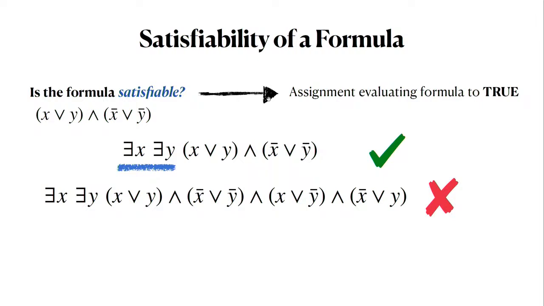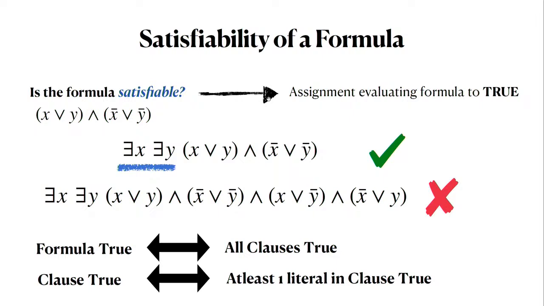We can do a quick check to see why. We have two variables, so we have four possible assignments for x, y: 0,0, 1,1, 1,0, 0,1. If I have 0,0, then x or y becomes 0, and 0 and anything is always false. If I have 1,1, then the second clause becomes 0. If I have 0,1, the third clause becomes false. And if I have 1,0, the fourth clause becomes false. So for all possible assignments, this formula always evaluates to false. So there is no assignment such that this formula becomes true. So this formula is unsatisfiable.